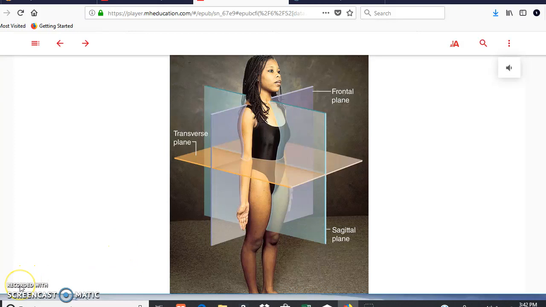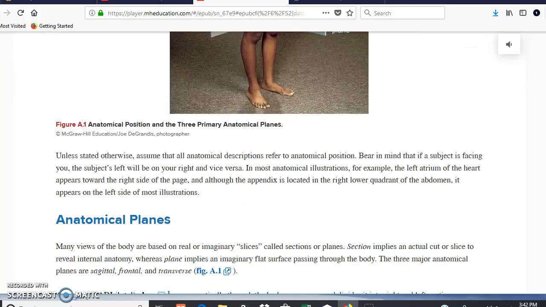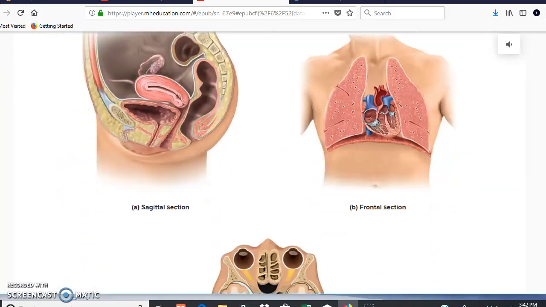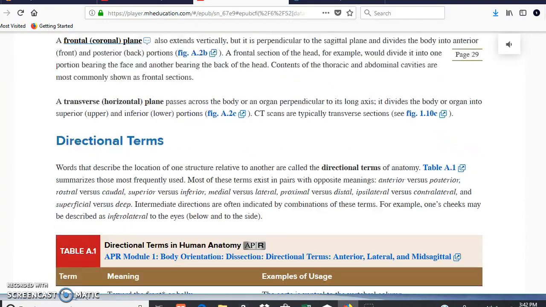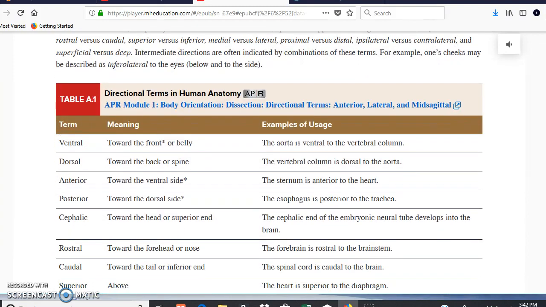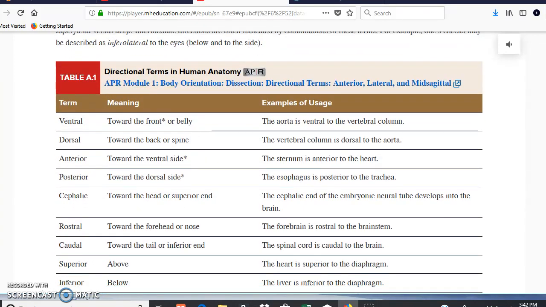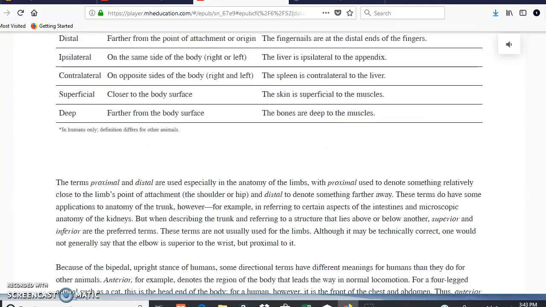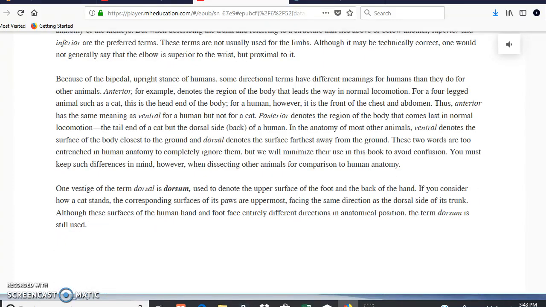Again, using body planes, you can identify superior, inferior, left, right, etc. So all these parts are going to be considered directional terms. You scroll down, you can see in there a table showing you the different directional terms, such as ventral, dorsal, anterior, posterior, etc. So let's go to the next part.